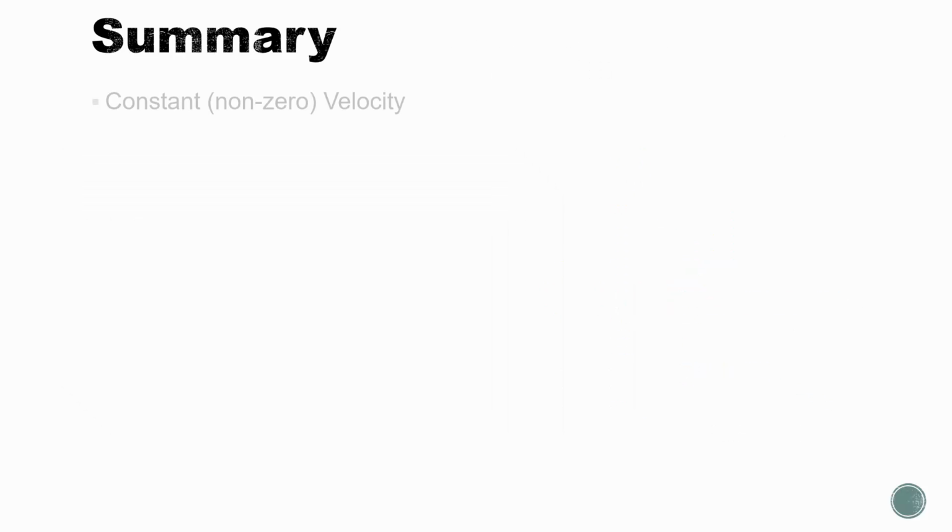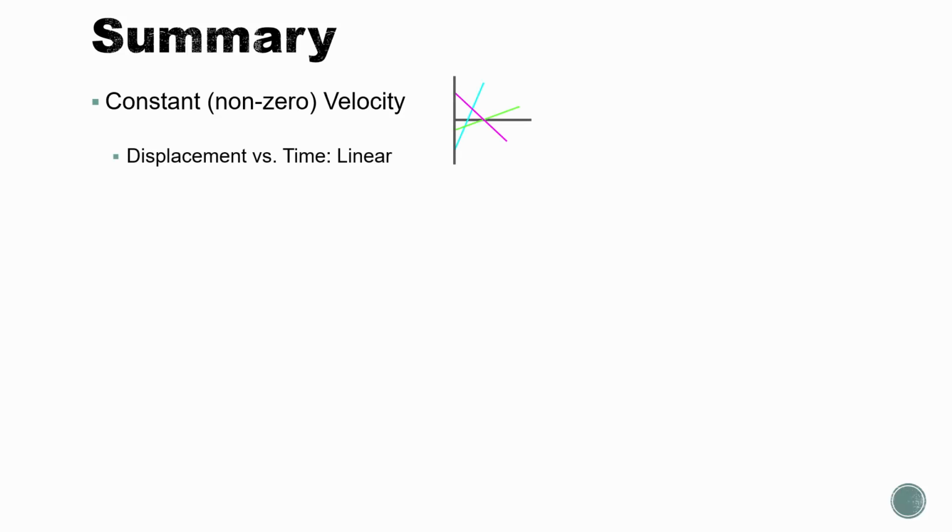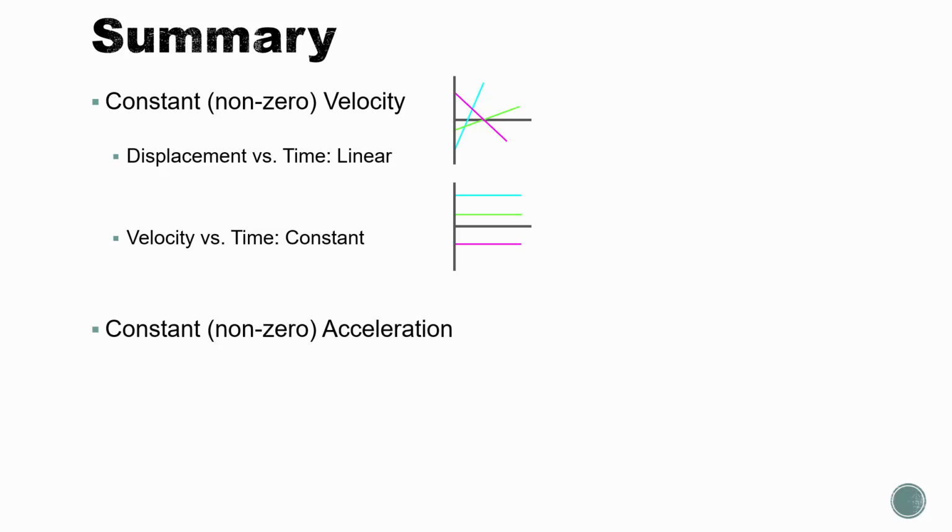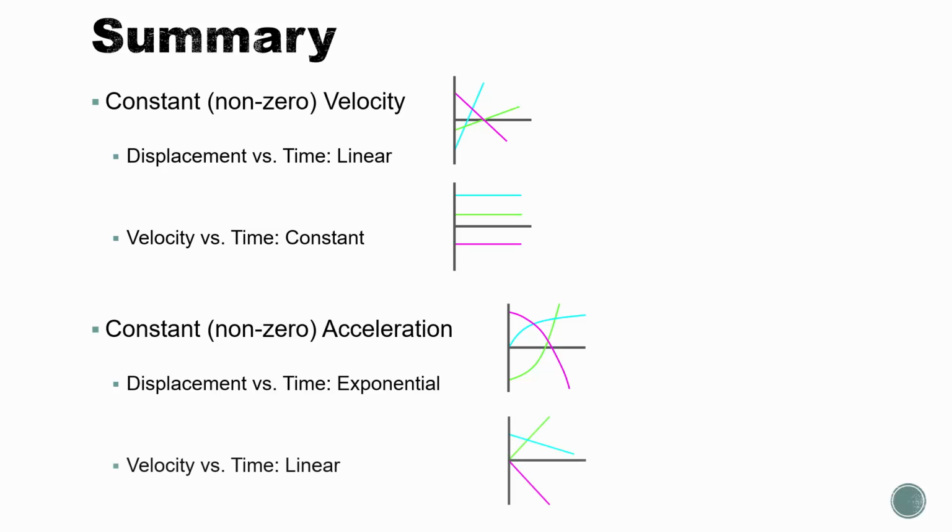Let's summarize. For constant non-zero velocity, displacement versus time will always show a linear relationship, and a velocity versus time graph will show that the velocity is constant. For constant non-zero acceleration, the displacement versus time graph will always show an exponential relationship, and the velocity versus time graph will always show a linear relationship.